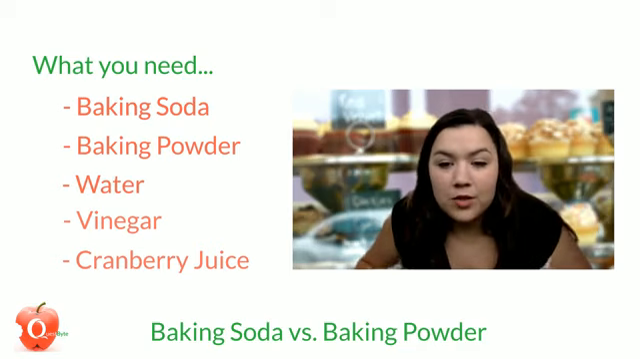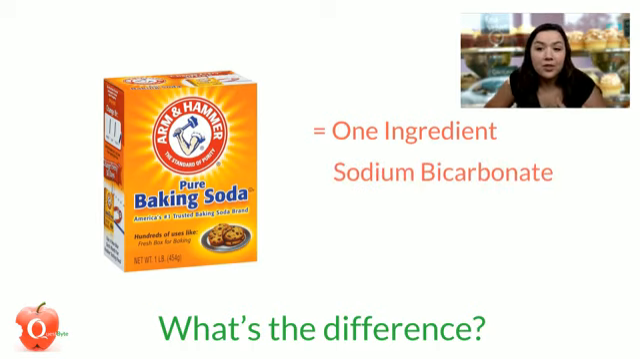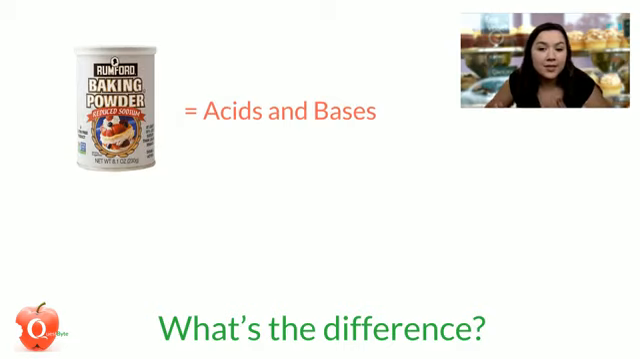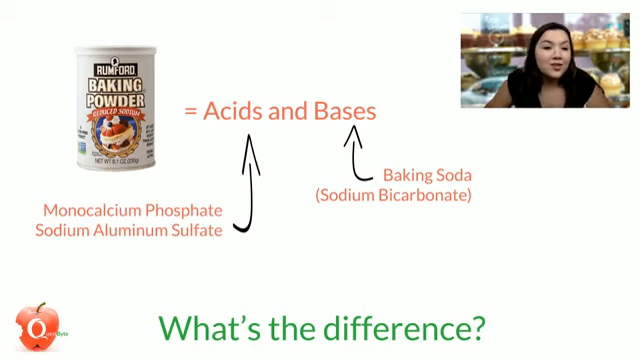So what is the difference between baking soda and baking powder? First, we need to understand that baking soda has only one ingredient, sodium bicarbonate. It's a base. That's why it reacts with acid. Baking powder is different. It has components that are acids and bases. The base is actually baking soda, and the acids are acid salts known as monocalcium phosphate and sodium aluminum sulfate. Some fun words, right? When those acids and bases are combined with water, they react unlike baking soda would. This also creates a longer lasting eruption because you have acids and bases reacting with each other.